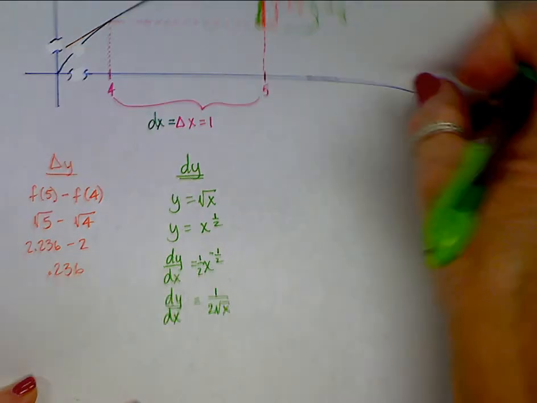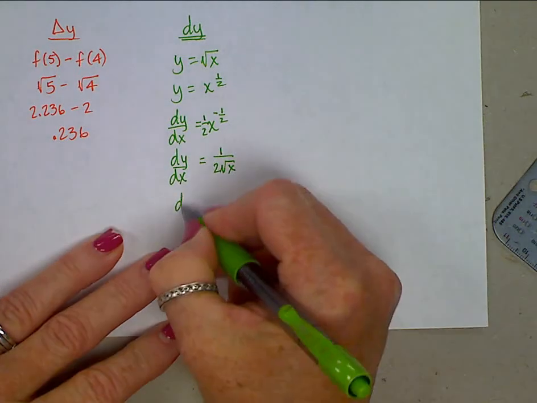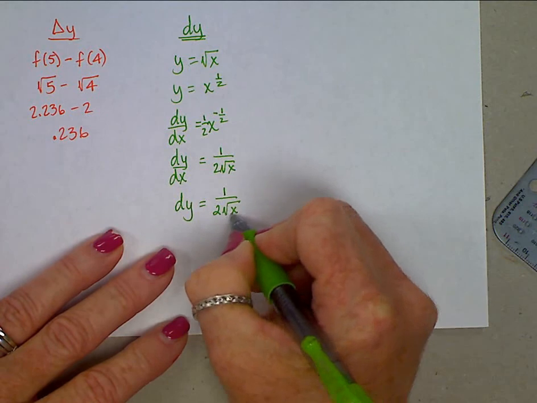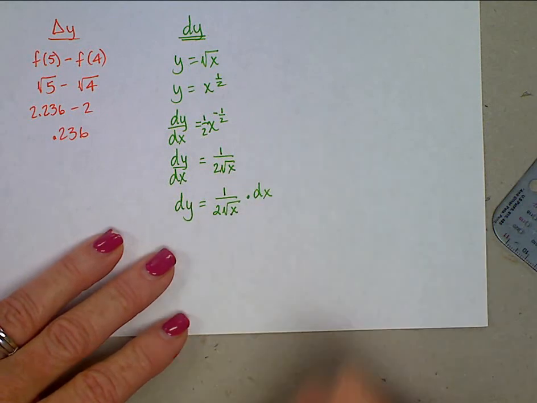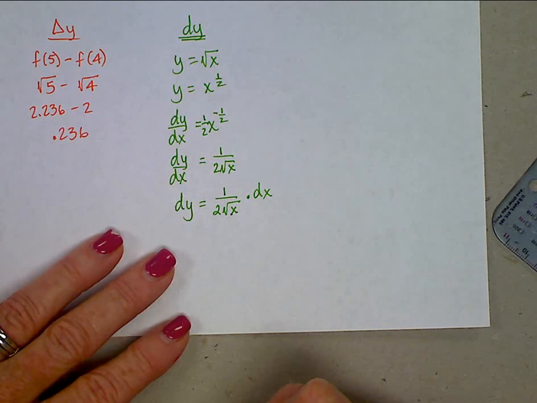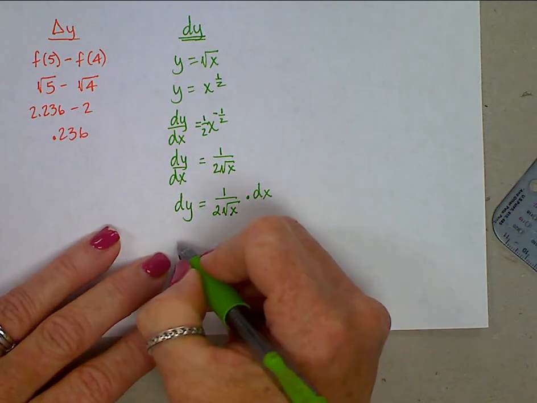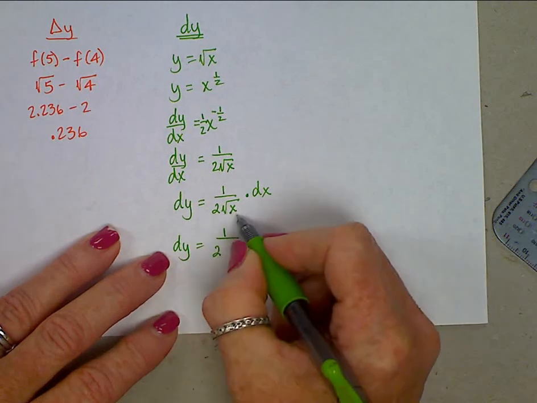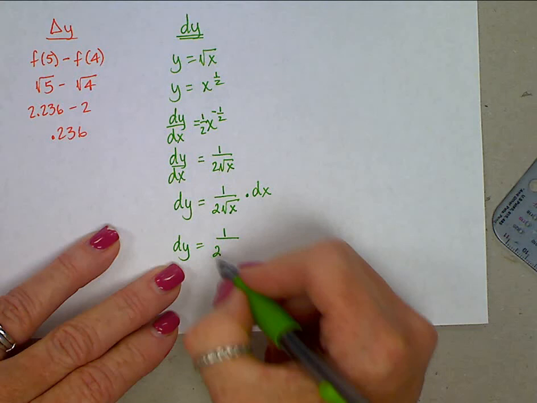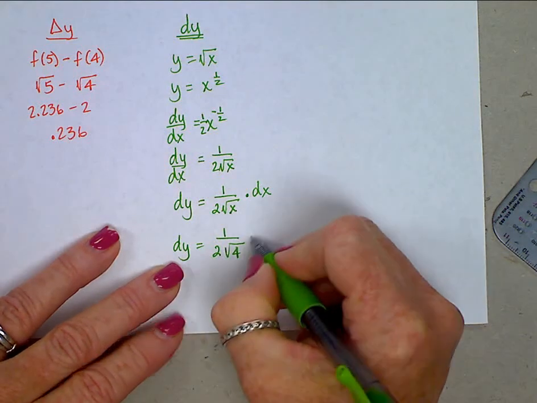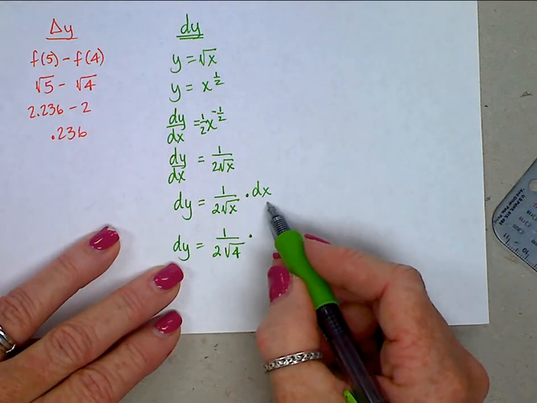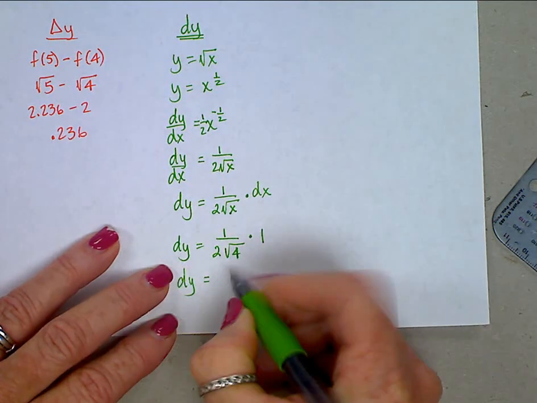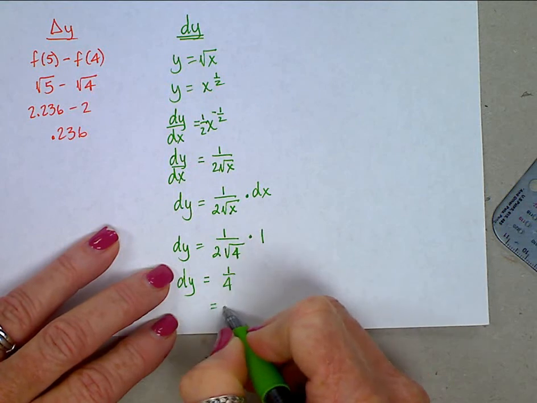Now, multiply by that dx. So dy is 1/(2 square root of x) times dx. And plug in the information that we know. For this problem, the original x value was 4. So 4 here times, and then dx is 1. dy then is 1/4, or as a decimal, 0.25.